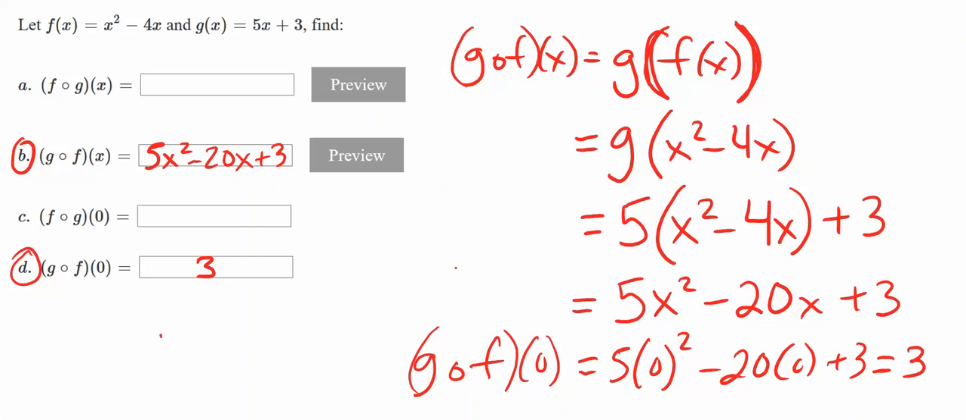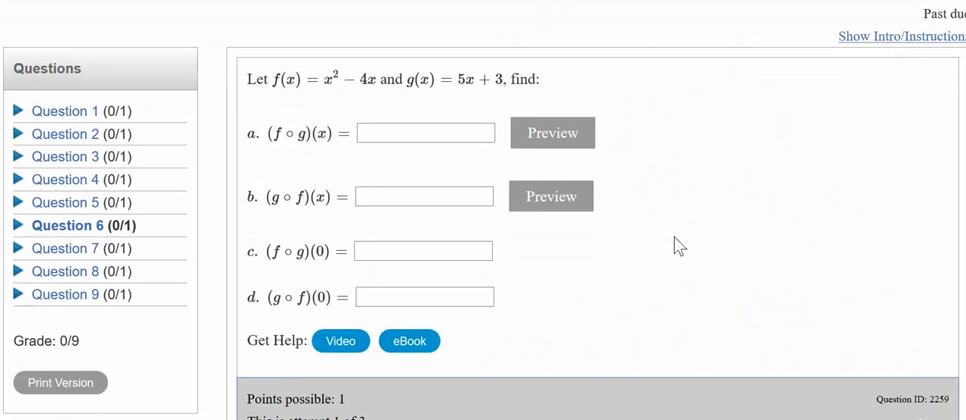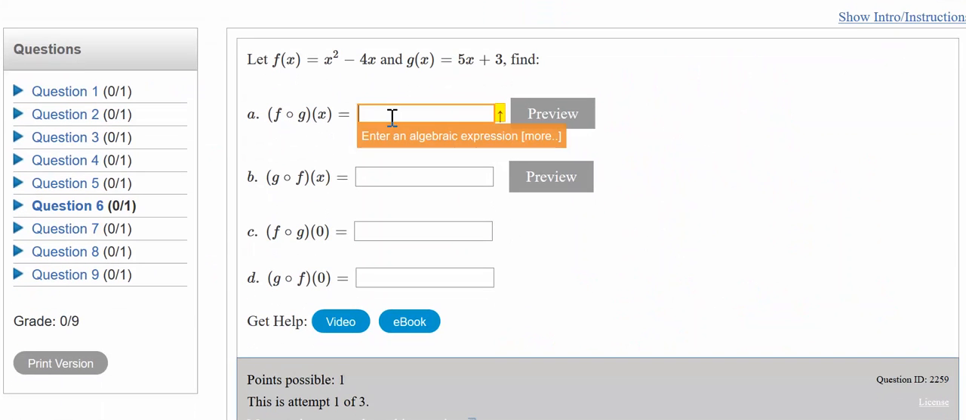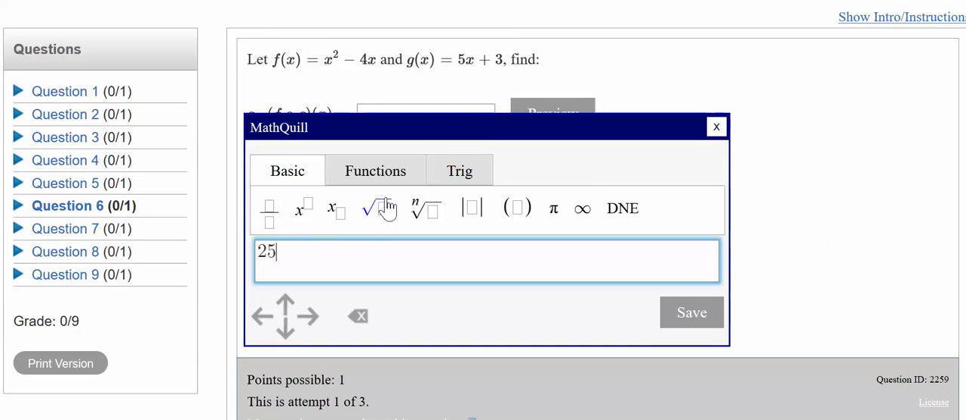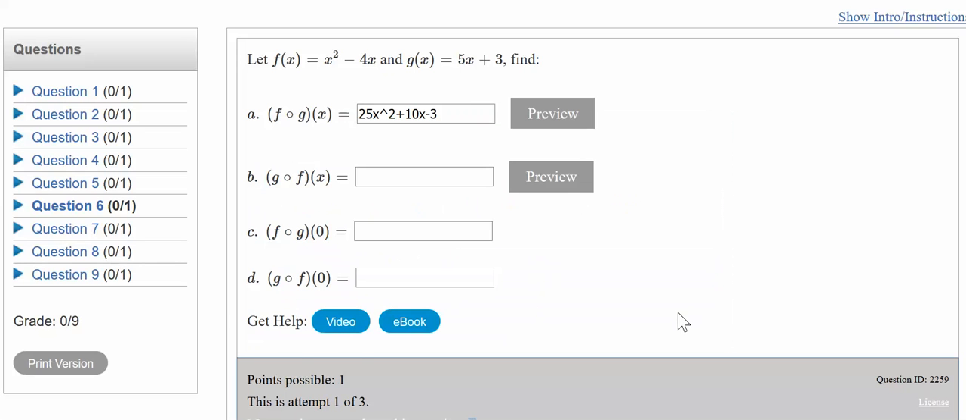All right, let's plug all that information into the answer fields and see if we are correct. So this one, it was 25x to the power of 2 plus 10x minus 3. Let's save that.